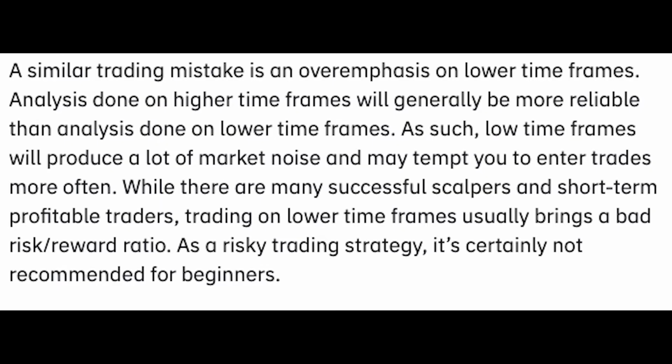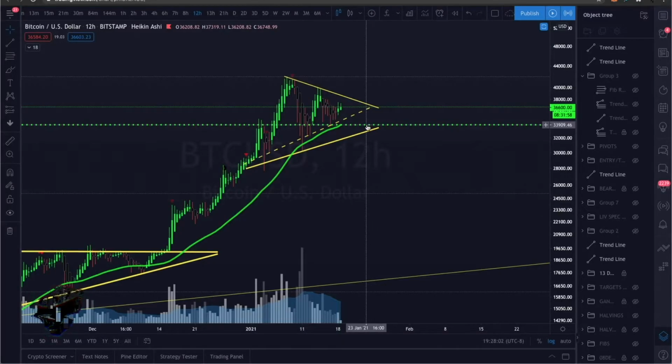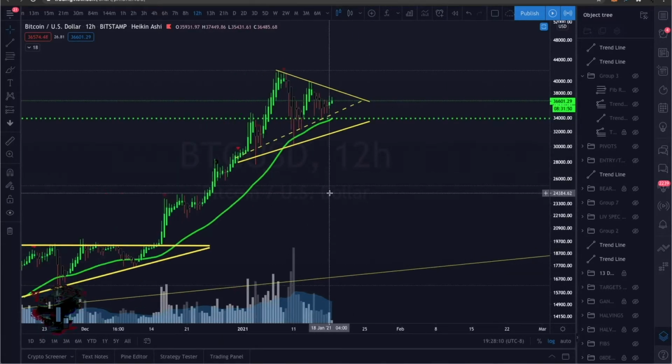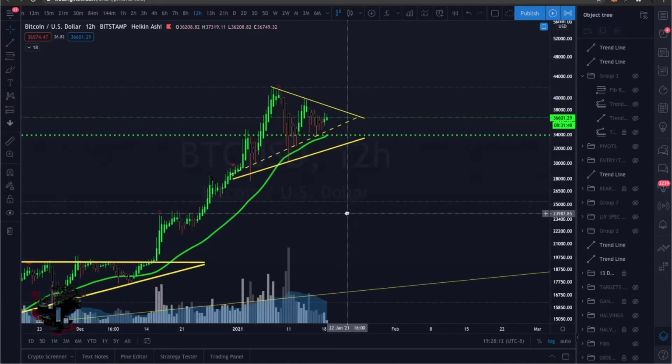As such, low time frames will produce a lot of market noise and may tempt you to enter trades more often. While there are many successful scalpers and short-term profitable traders, trading on lower time frames usually brings a bad risk to reward ratio. As a risky trading strategy, it's certainly not recommended for beginners. Again, you do not need to be in a trade all the time.